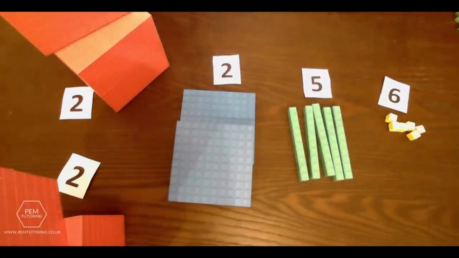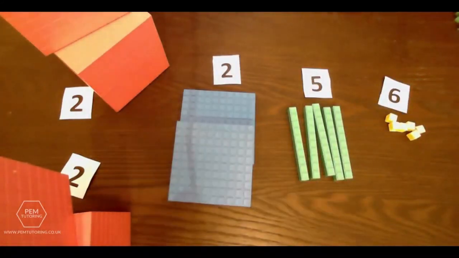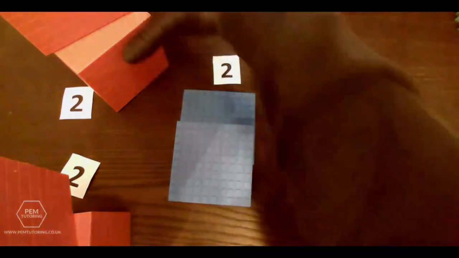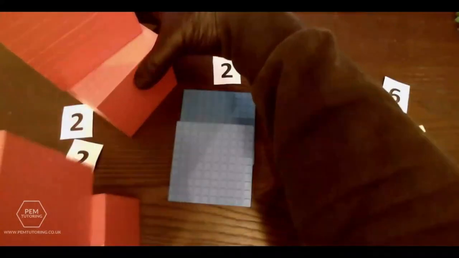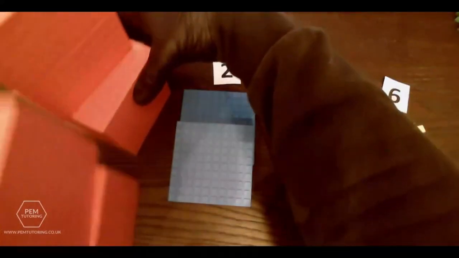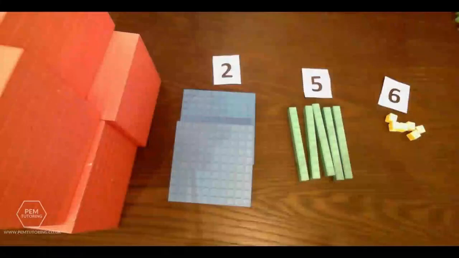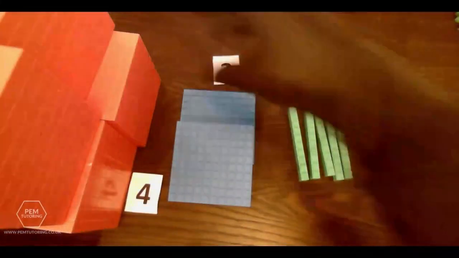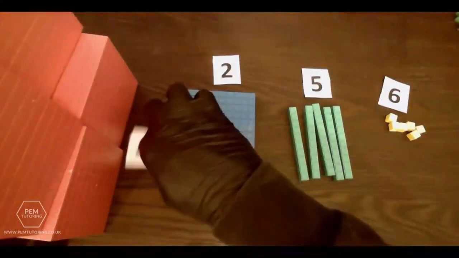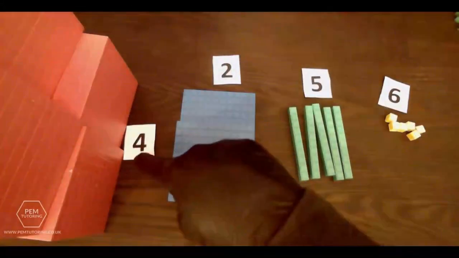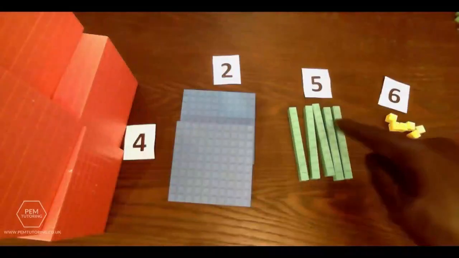Okay, so now we add the thousands together. So if we add these, so we have 2,000s here and 2,000s here. So if we add these together, we get 4,000. So there's 4,000 here. So the final answer is going to be 4,256.